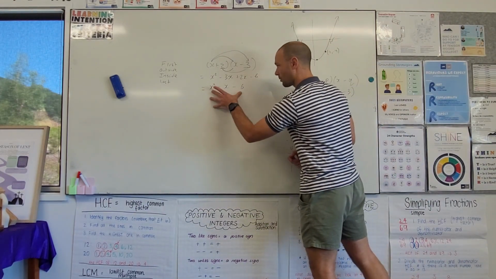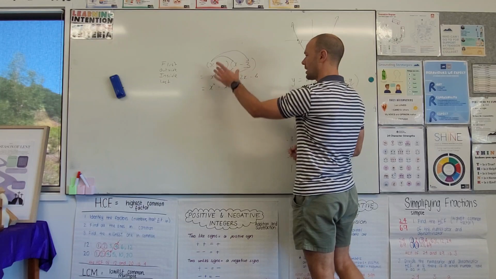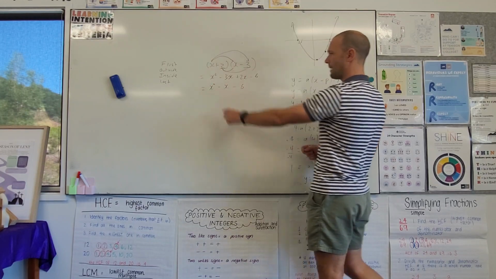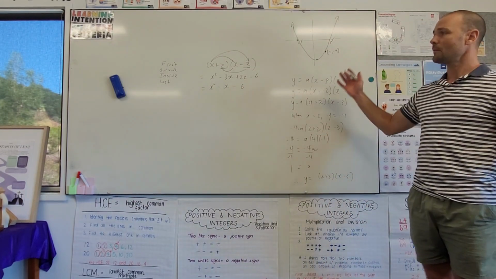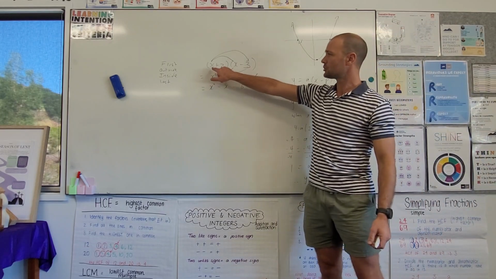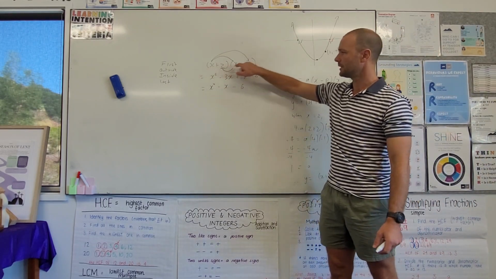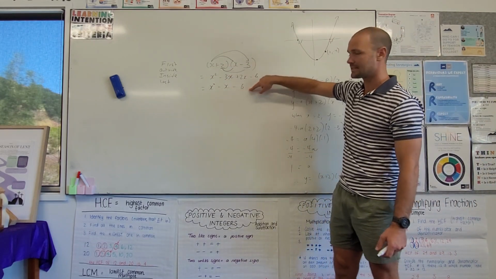And you can move from the general form to the factorized form, or from the factorized form back to the general form. Remember, both reveal different things to you. This shows us the roots, we can see them very clearly. This shows us the y-intercept.